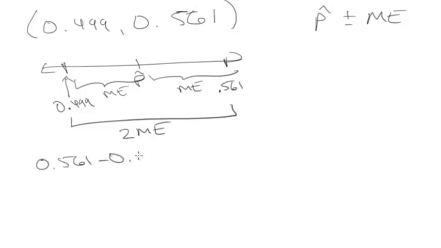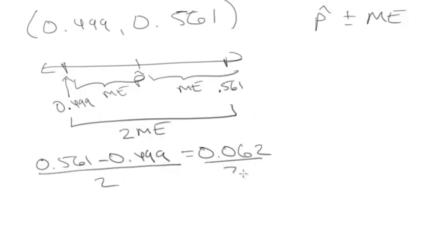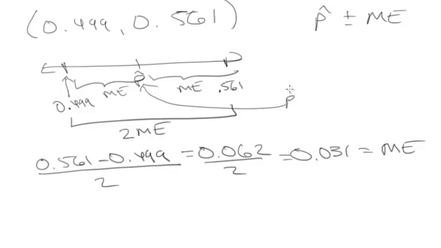So if I find that distance, 0.561 minus 0.499, and that I have shoved into my calculator is 0.062, that's the distance from here to here, which is 2 margins of error. If I divide it by 2, first of all, I'm going to get 0.031, and secondly, I'm going to get the margin of error. So let's cough up a formula on how to find the margin of error. But while we're at it, let's also figure out what our point estimate is.